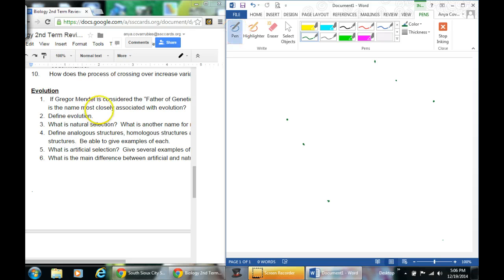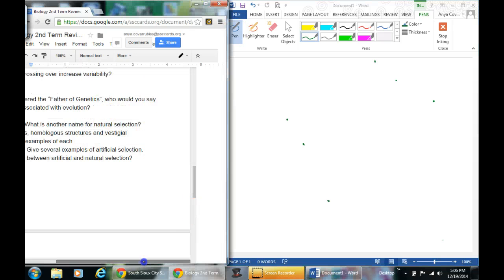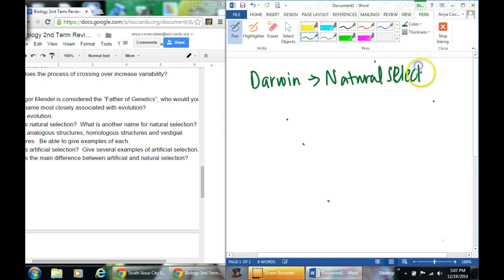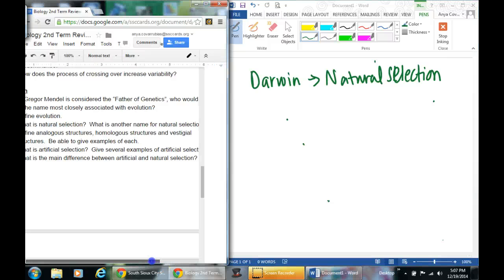So Gregor Mendel is considered the father of genetics. So who would be the father of evolution? Well, that would be Darwin. Darwin discovered natural selection at the Galapagos Islands, and he saw that animals had adapted to their environment, and kind of started this whole theory of evolution.